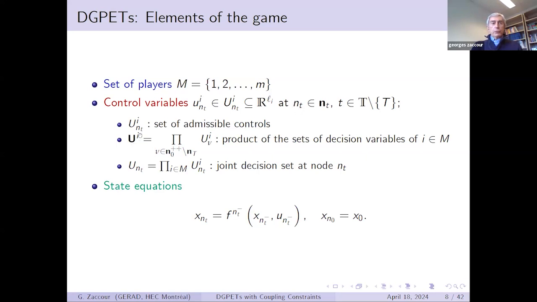n_t. U superscript i in bold is the product of the sets of decision variables of i belonging to M, and U_nt is the joint decision set at node n_t. Okay, again here the notation is pretty straightforward. We have state equations. So what we have here is the state at node n_t depends on the state at the predecessor node and the vector of controls that have been implemented by the players at the predecessor node.